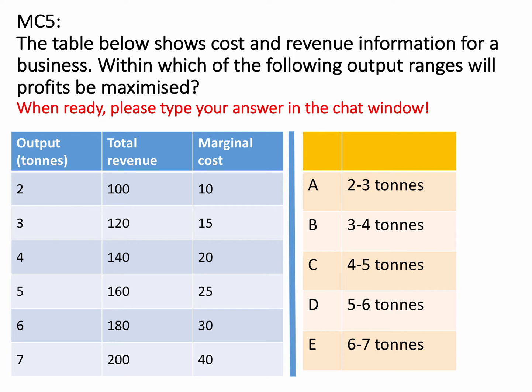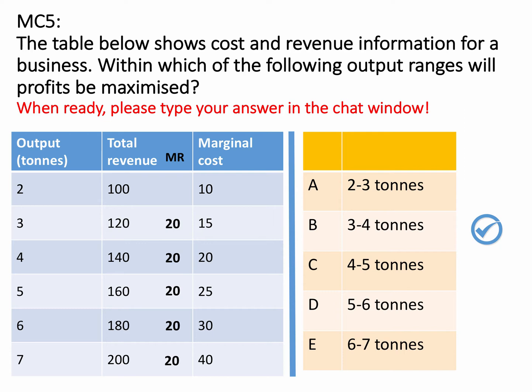And the answer to this question is B, between the third and the fourth ton. Here's the explanation. You've got some information on output going up in units of tons, going up by 1 tonne per unit. Revenue is rising by £20 per tonne. This tells you this is a firm actually operating in perfect competition. Every tonne of output beyond 2, the marginal revenue is 20.